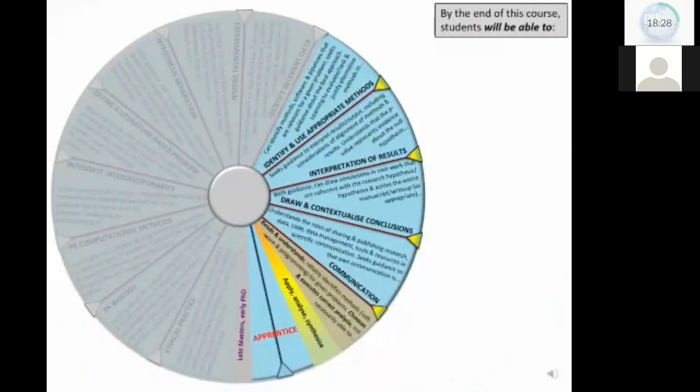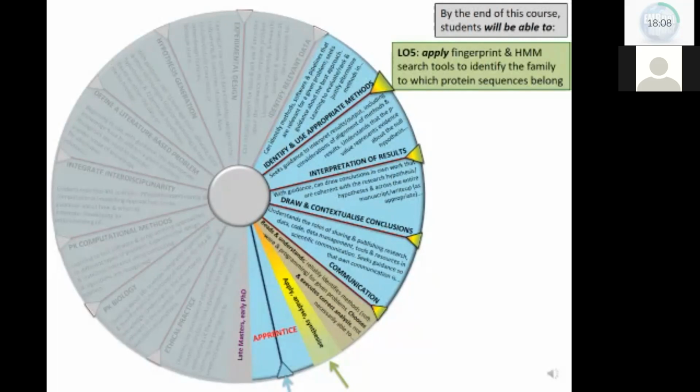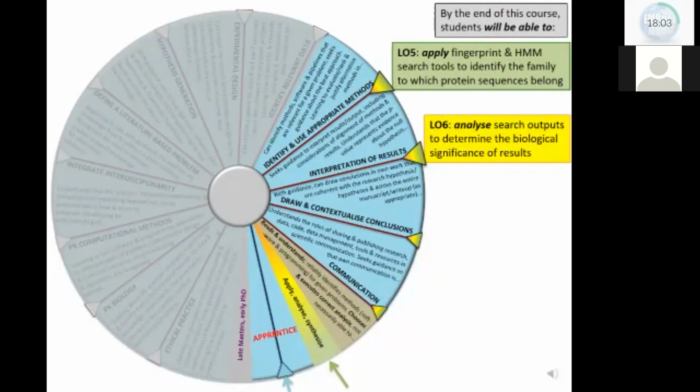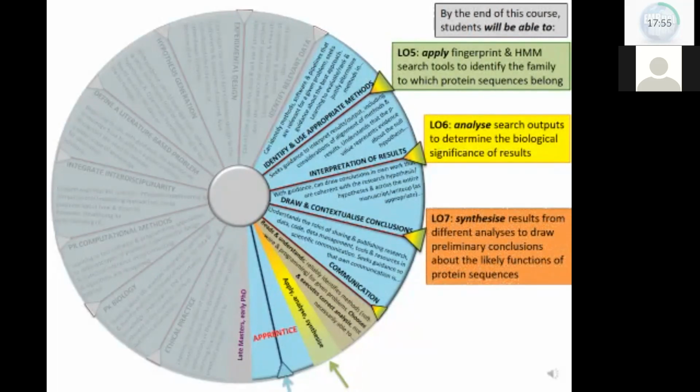Appropriate apprentice level apply, analyze, and synthesize LOs for identify and use appropriate methods might be that by the end of the course, students will be able to apply fingerprint and HMM tools to identify the family to which protein sequences belong. Or for interpretation of results, by the end of the course, students will be able to analyze search outputs to determine the biological significance of results.